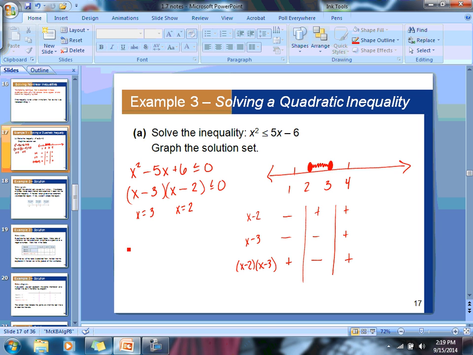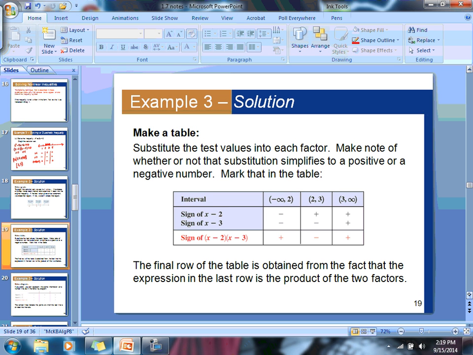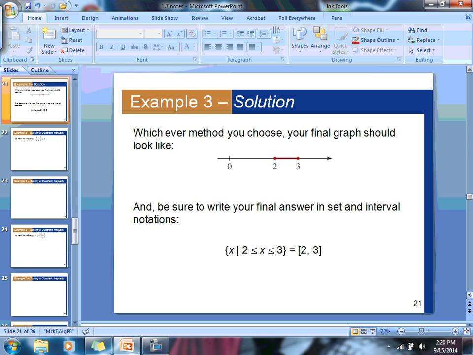So then if I wanted to write my answer in set notation, now that I know that I'm shading between the values, I could say I want all the x's such that 2 is less than x is less than or equal to 3. Or we could write it in our interval notation with brackets, 2 and 3. Again, this slide just describes how we made our table and made our graph with our test points. And this again is how we made our table. Okay, and all this information is in your book as well. And there they have both versions of the answer written out for you.